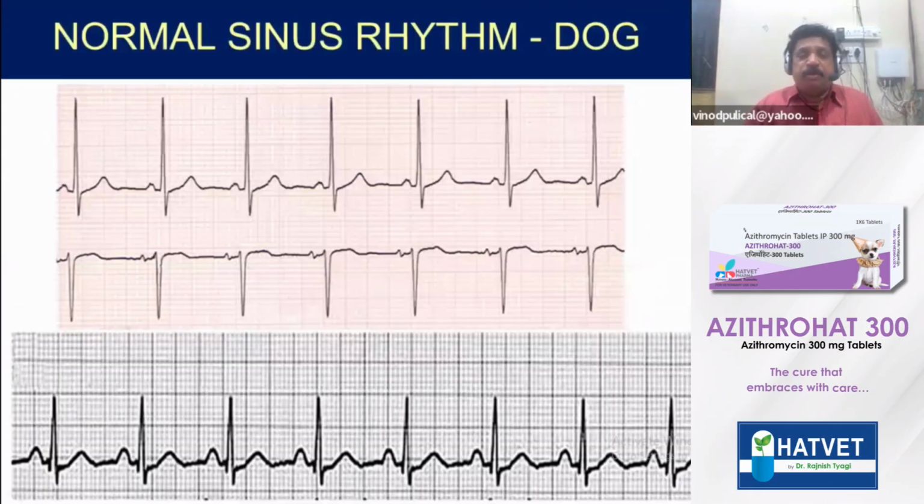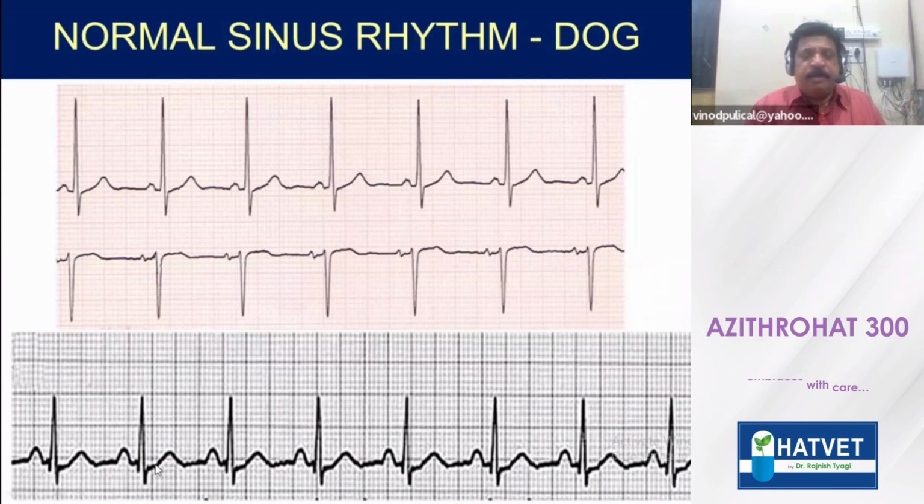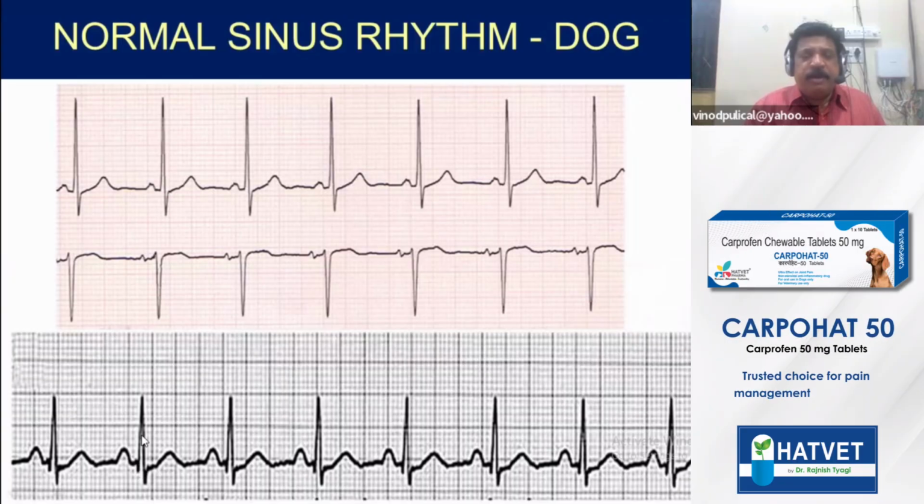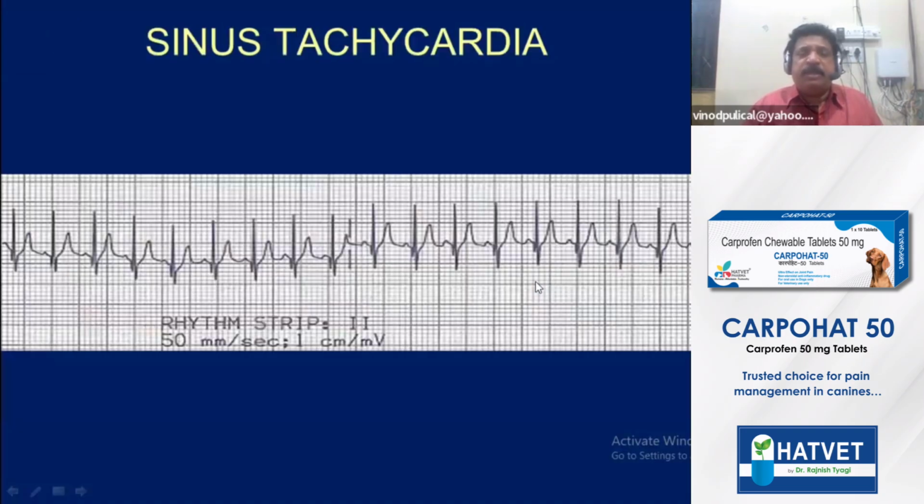In the dog, now we will go to some ECGs. This is a normal sinus rhythm. You can see the RR interval is normal. You can see the P wave, Q wave, R wave, S wave, and T wave. Everything can be seen. Everything is normal. See, it's a normal sinus rhythm.